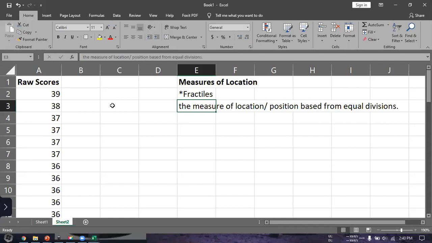And in fact, we have three measures of location. We have the quartiles, the deciles, and then the percentiles. Are you familiar with these terms? Yes, sir. Very good.